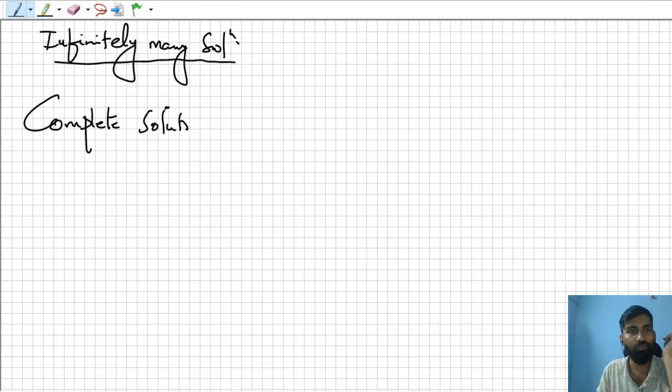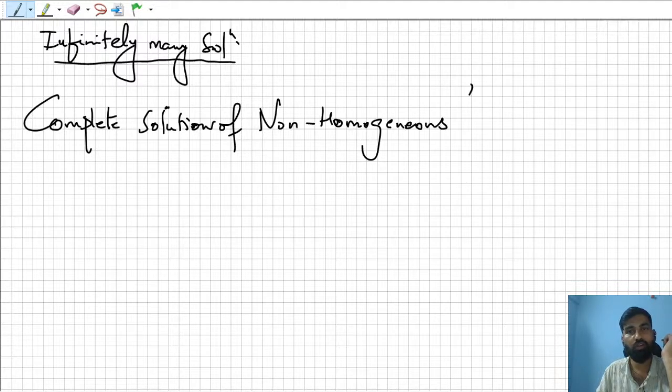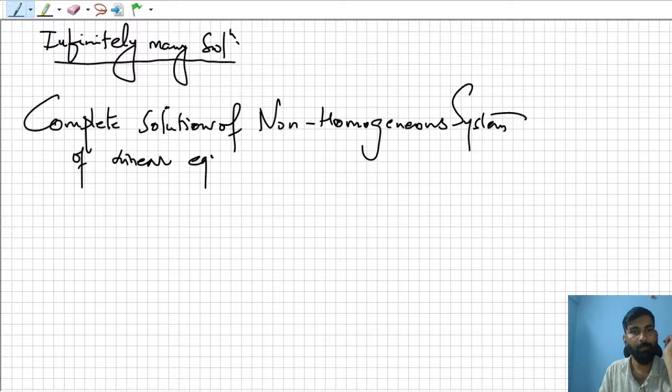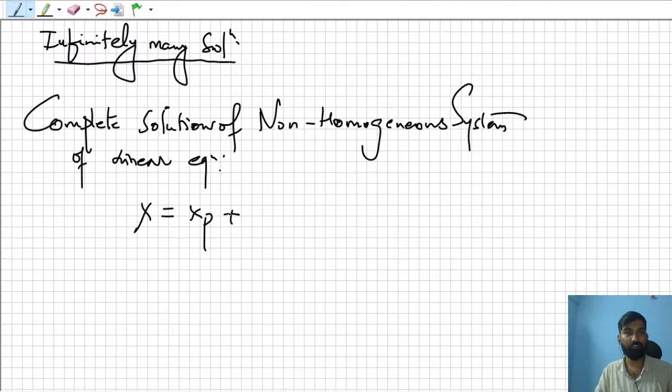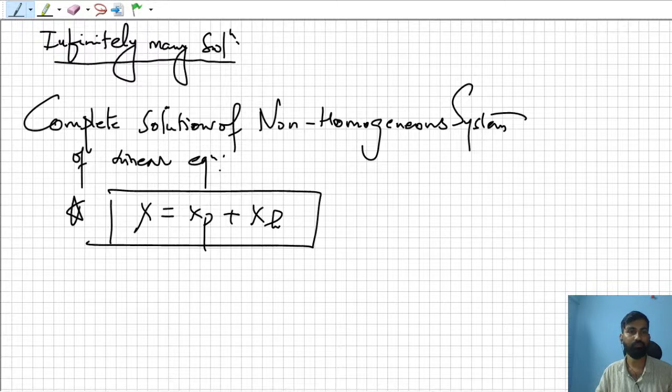Complete solution of a non-homogeneous system of linear equations. Suppose x is the solution, then it will have a particular solution and a homogeneous solution. It is a very important concept, just like when you solve a differential equation.